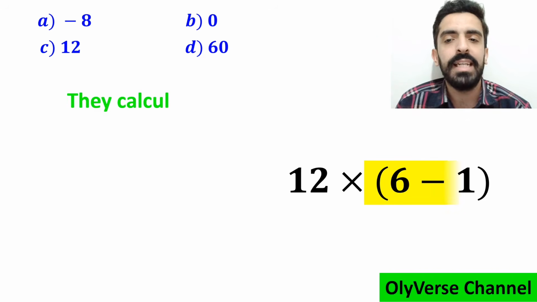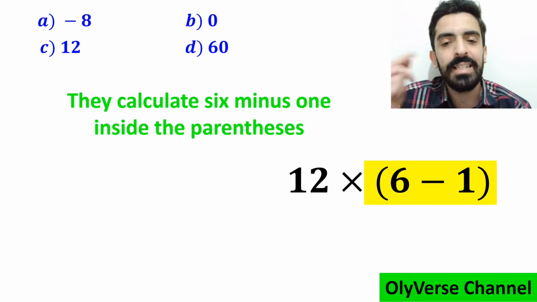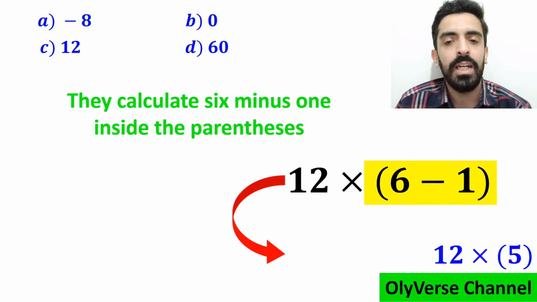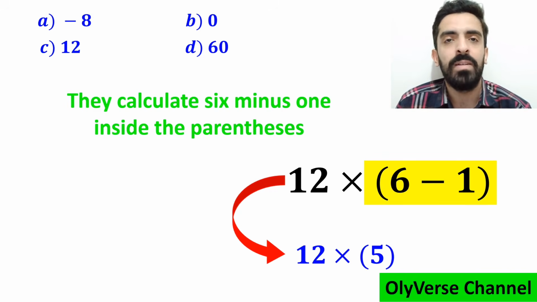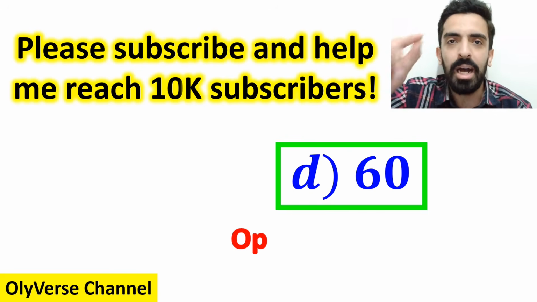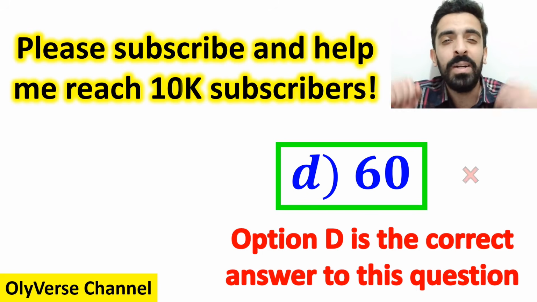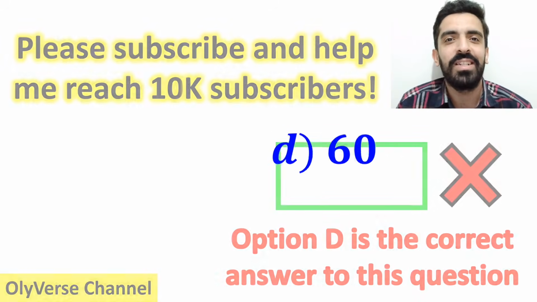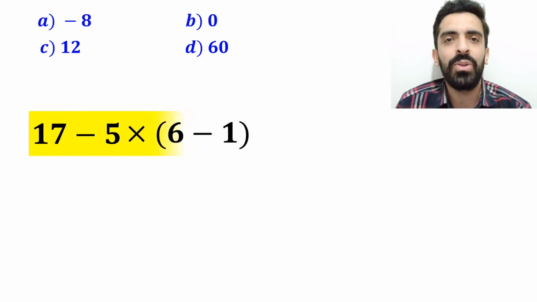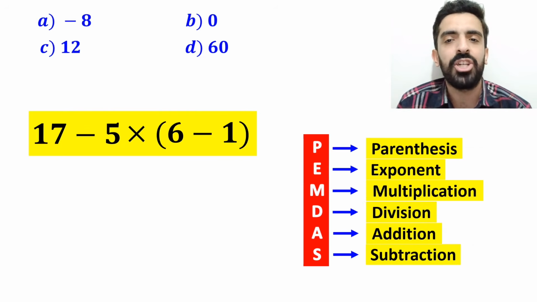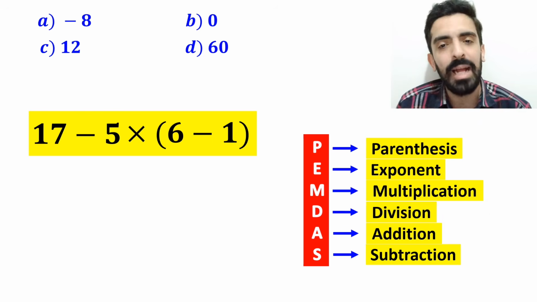And the next step, they calculate 6 minus 1 inside the parentheses, which becomes 12 multiplied by 5. And finally, the value of this expression must be equal to 60. Then, without any hesitation, they quickly say that option D is the correct answer to this question. However, that's definitely wrong. Alright, now let me walk you through step by step how to solve this expression properly. To solve this question, we must follow a rule that is called PEMDAS.